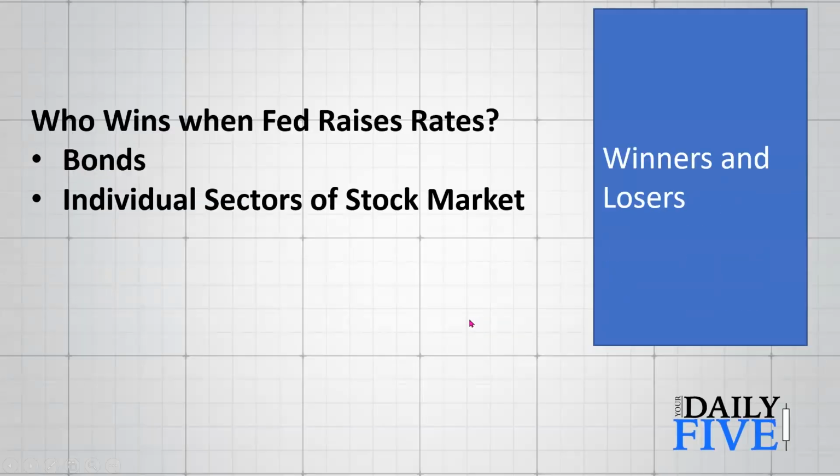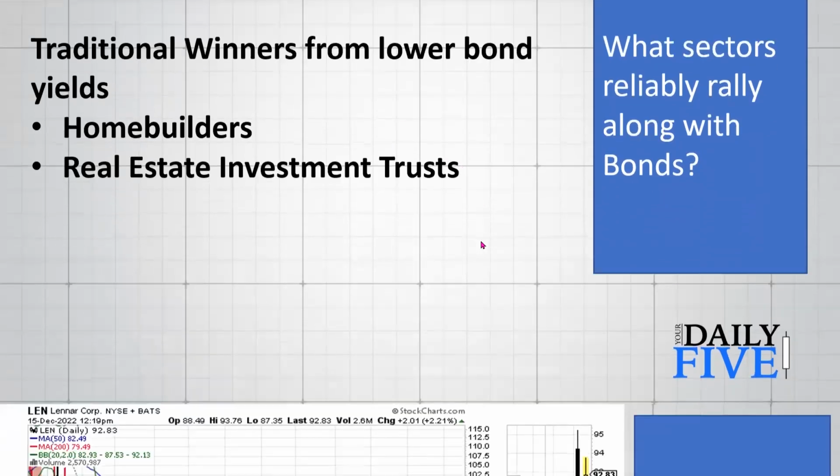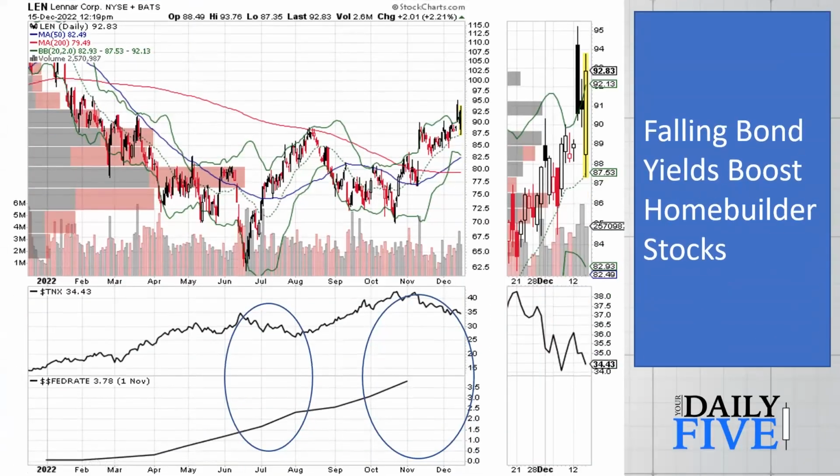So who wins when the Fed raises interest rates? Well, often it's the bond market under certain conditions. And of course, there are individual sectors of the stock market that win as well. The traditional winners when bond markets rally and yields fall are home builders and real estate investment trusts. So we're going to focus on that here in the last few slides. We want to make sure that we look at the entire picture and how everything works together.